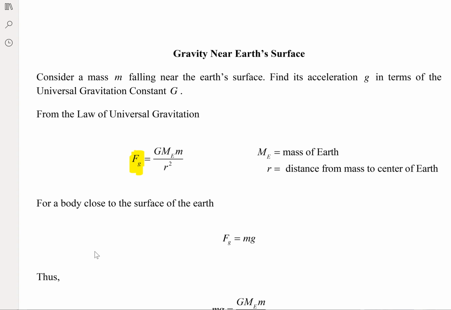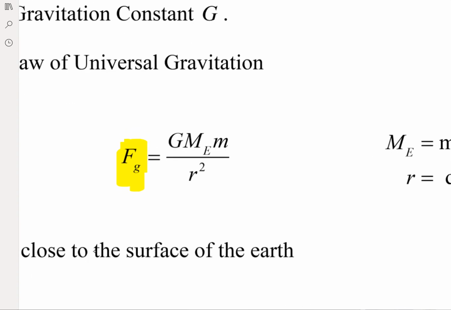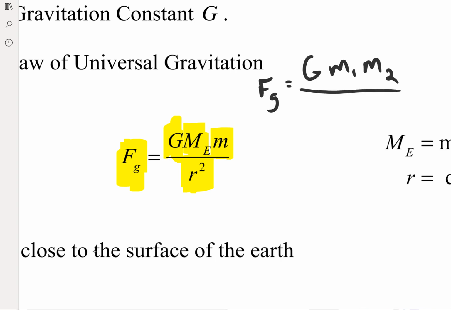Any two masses are related in this equation here. The force of gravity between the two masses is the gravitational constant G times one mass times the second mass, divided by the radius squared. Another way of writing this is: my gravitational force is my gravitational constant, times the mass of mass 1, times the mass of mass 2, all divided by the radius between them squared.